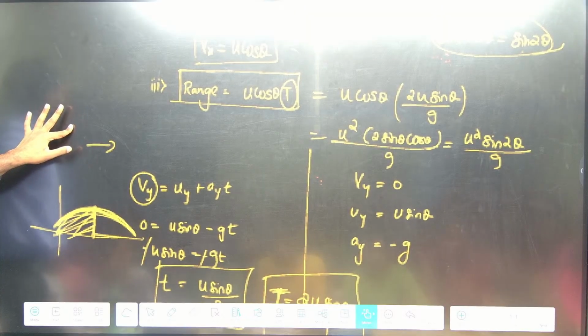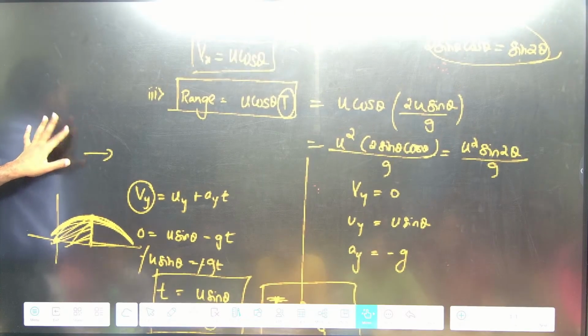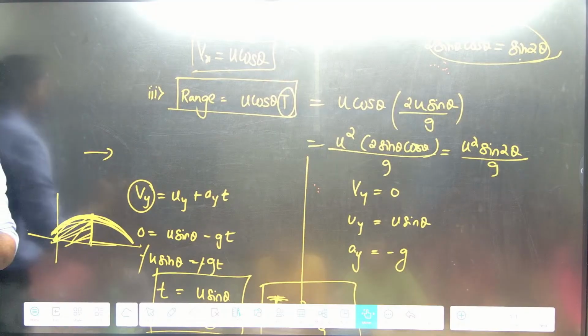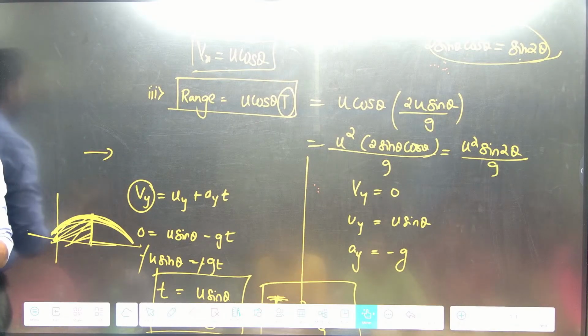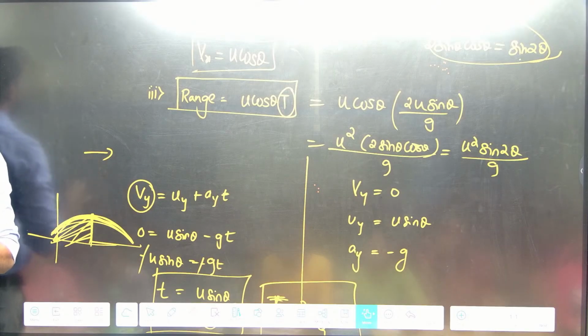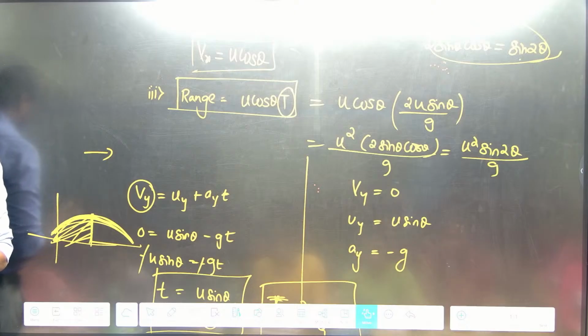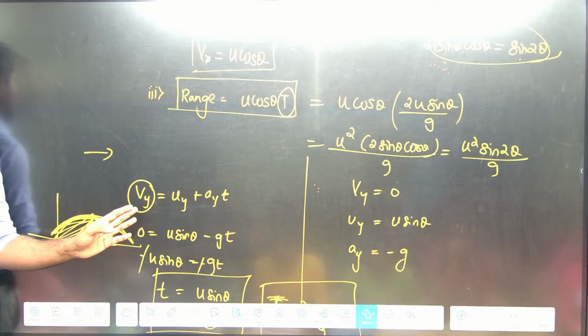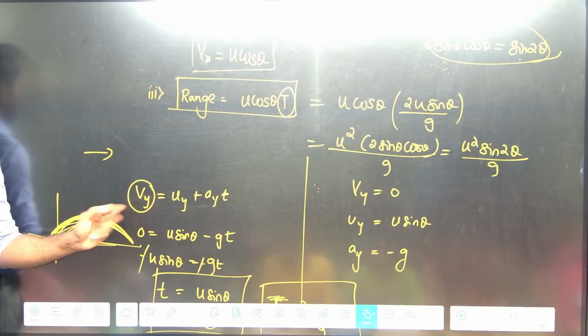So any doubts in the formulas? Only 3 formulas are important. One is maximum height, u square sin square theta by 2g. One is range, u square sin 2 theta by g. One is time of flight, 2u sin theta by g. Once you have completed, we can go for the relative velocity now.